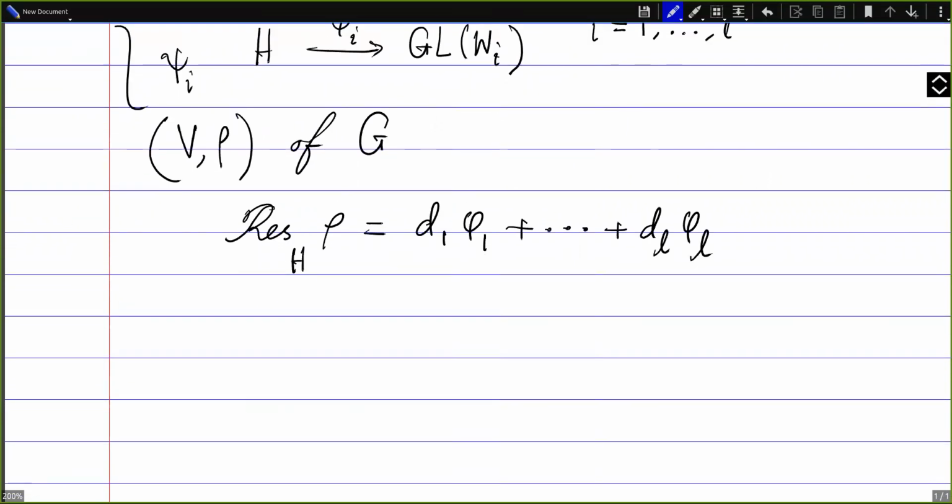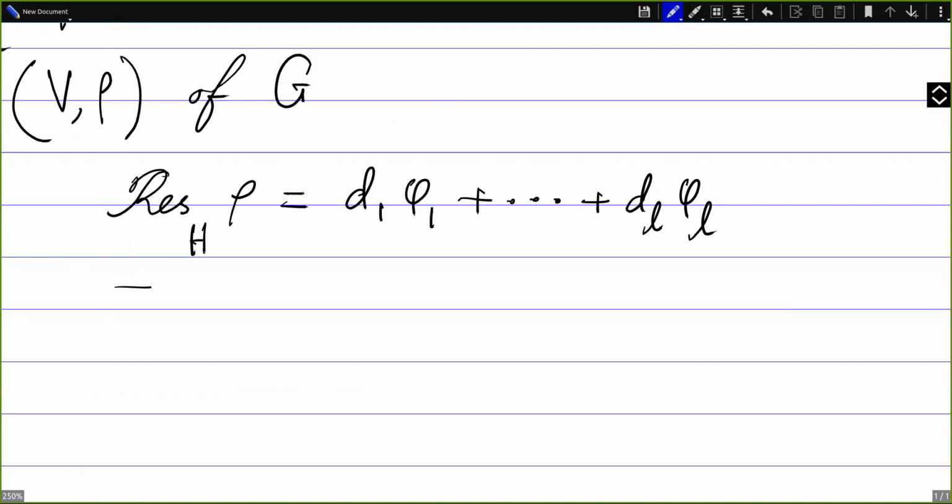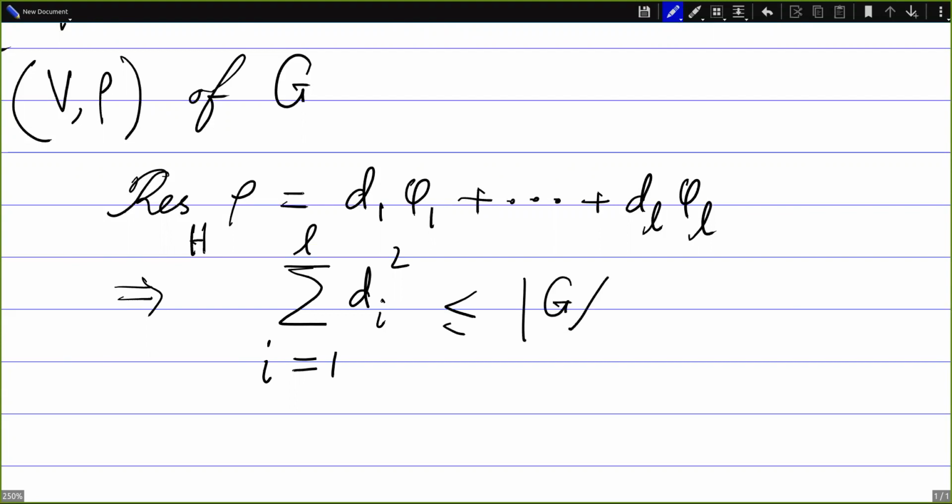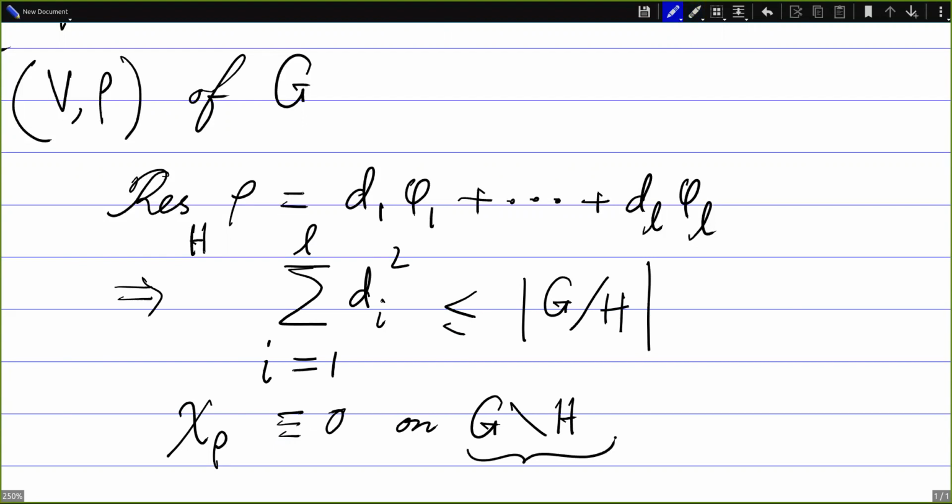We proved that we must have that the summation of d_i squared, i from 1 up to L, is less than or equal to the index of H in G, and equality occurs if the character of rho vanishes identically on the complement of H in G, which is just a set theoretic complement. So this is what we have proved last time.